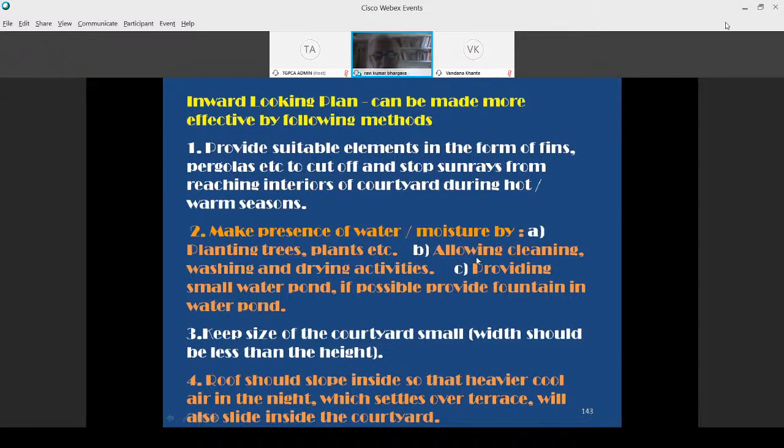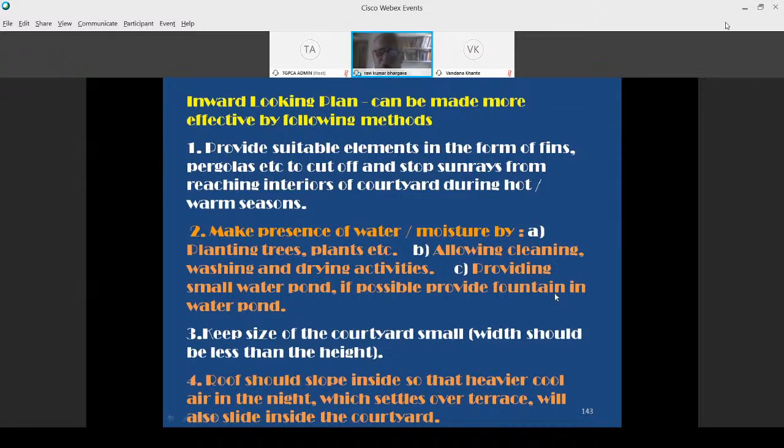Then another important thing is that it should not be too large. This open central courtyard should not be too large. A thumb rule is that one side, or the width or breadth, of such an open courtyard in the center should be less than the height of the building. So these are some of the measures we can adopt to make it more effective.